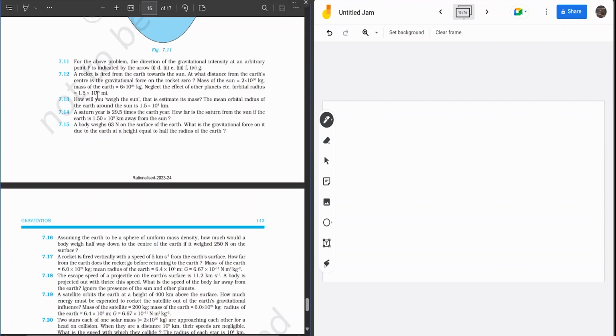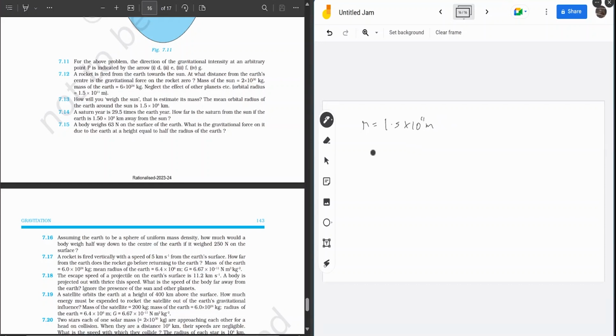How will you weigh the Sun? That is, estimate its mass. The mean orbital radius of the Earth around the Sun is 1.5 into 10 to the power of 8 kilometers. So Earth's orbit is equal to 1.5 into 10 to the power of 11 meters.